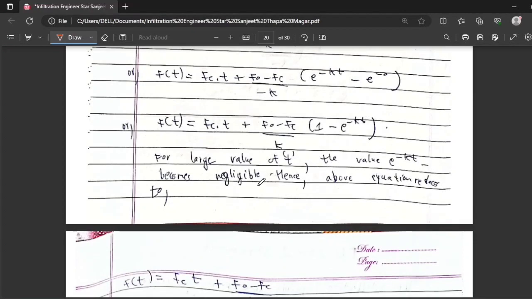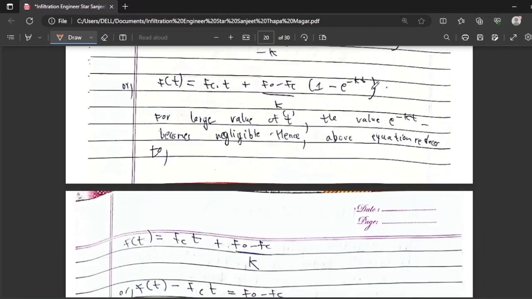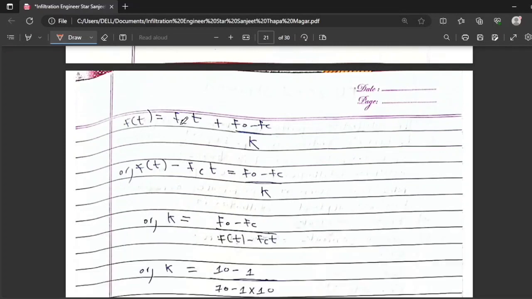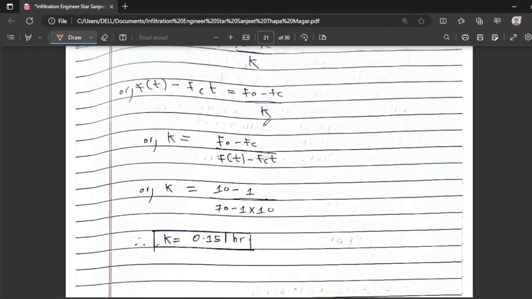So for large values of t, the value e power minus kt becomes negligible, hence the above equation reduces to Fc t plus F naught minus Fc, k is 1 minus 0, is 1, and this is F naught minus Fc divided by k. So taking this to the other side, F minus Fc t is F naught minus Fc over k, and k will go up and F naught minus Fc divided by this will go down, so k equals F naught minus Fc divided by F minus Fc t.